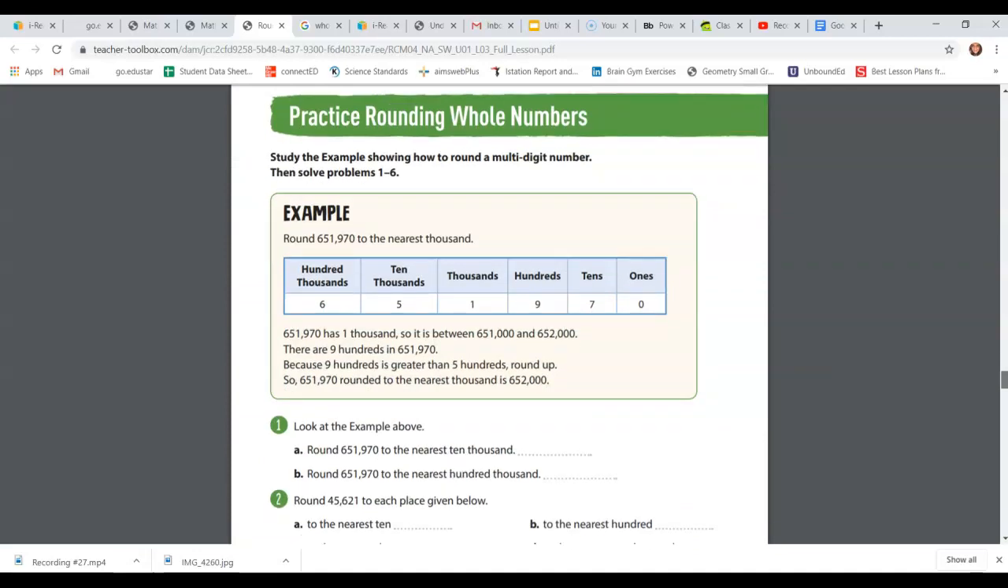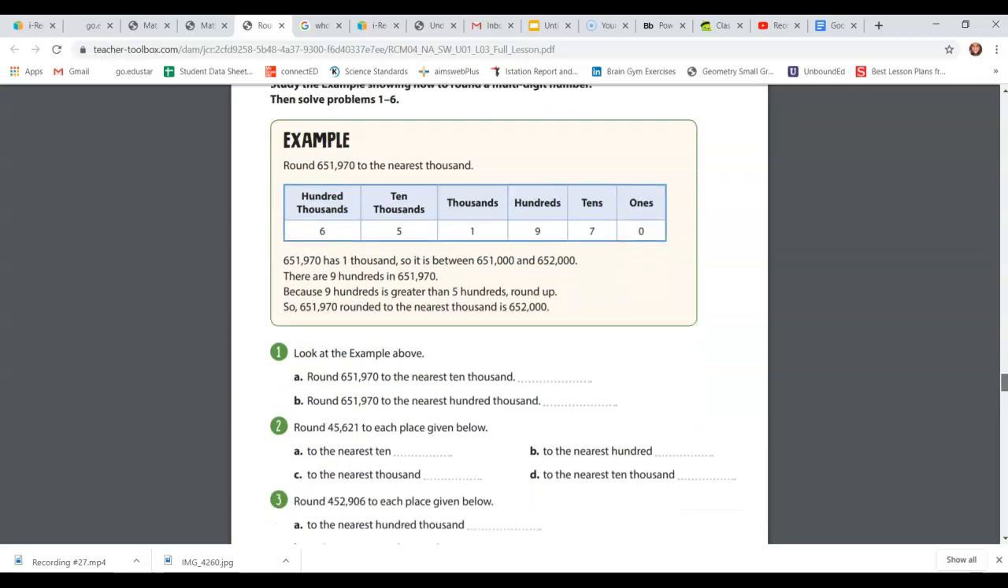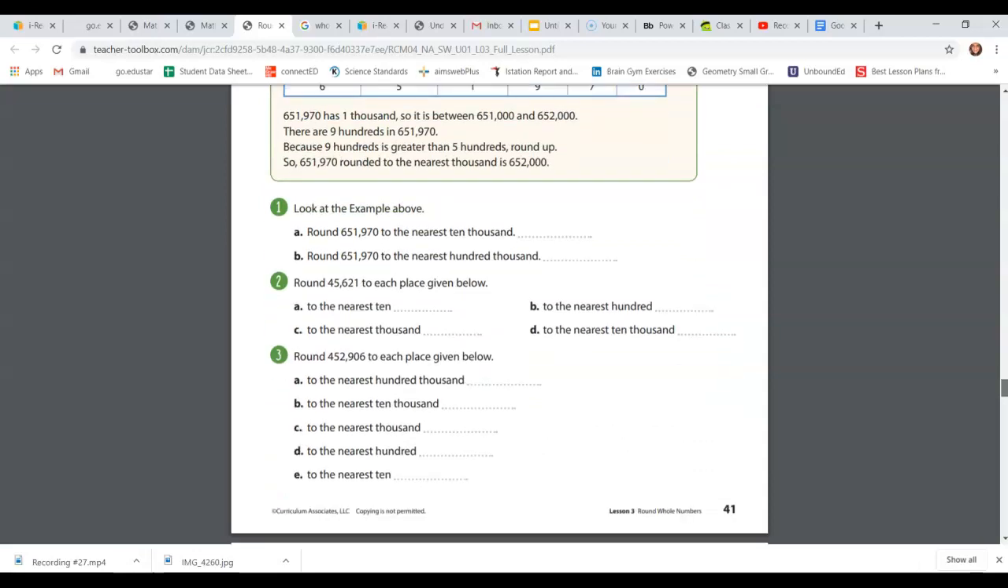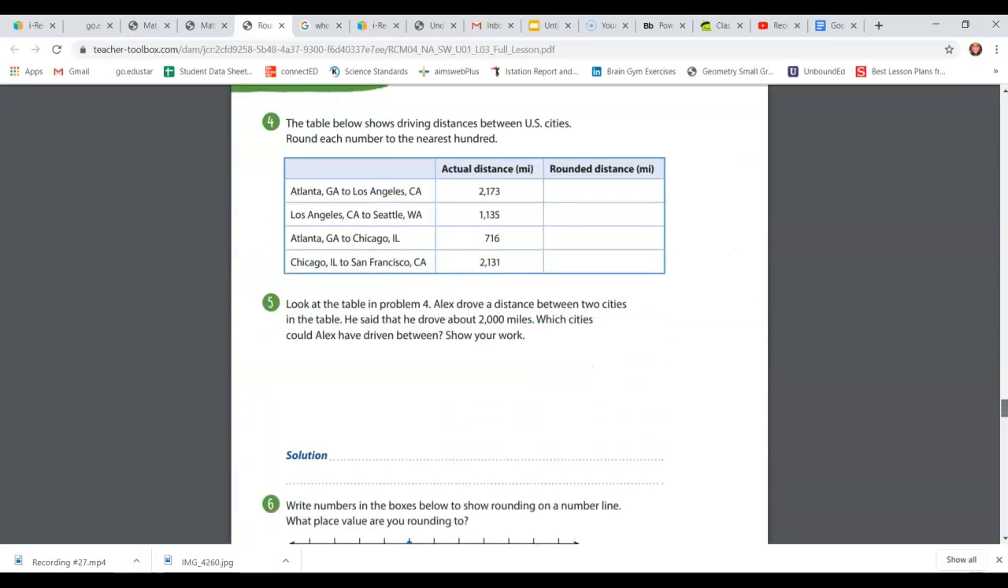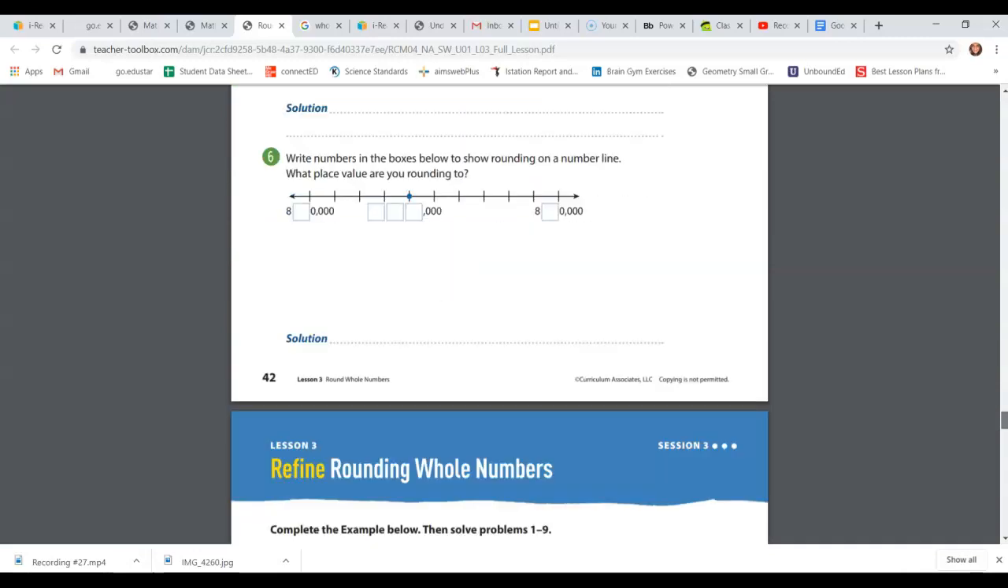A lot of times these additional practice pages might end up being sent home as homework if they don't finish them in class. So that's why that parent letter is important. So be looking for those.